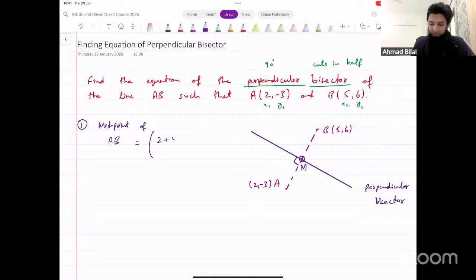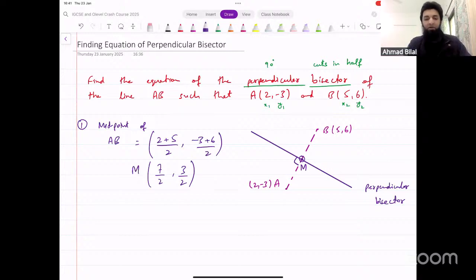(2 plus 5) divided by 2, (minus 3 plus 6) divided by 2. What do we get from this? 7 over 2 and 3 over 2. This is the midpoint. We can call this point M. We have found the coordinates of this point. Now, this is one point that lies on the line. Okay, so that was one thing that we were looking for.